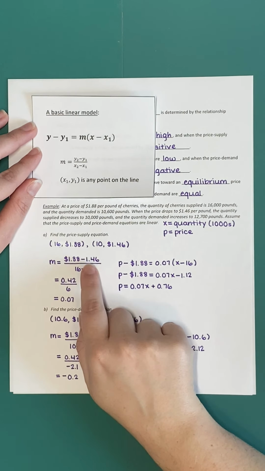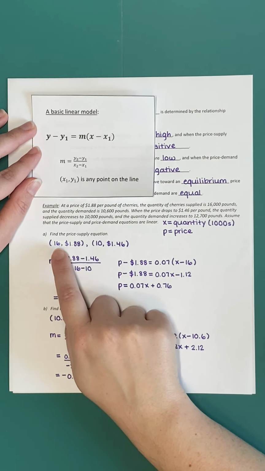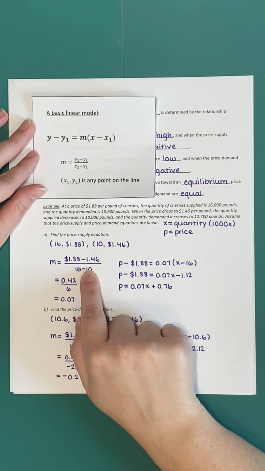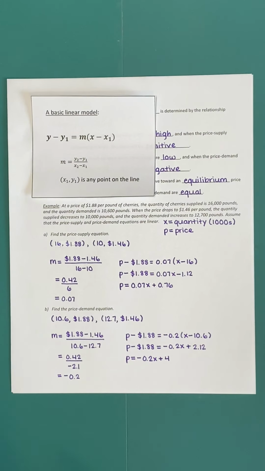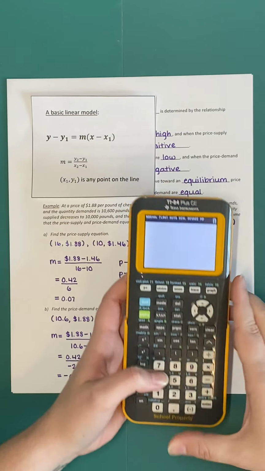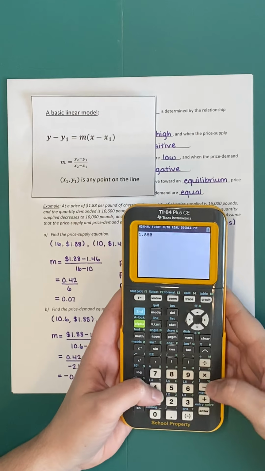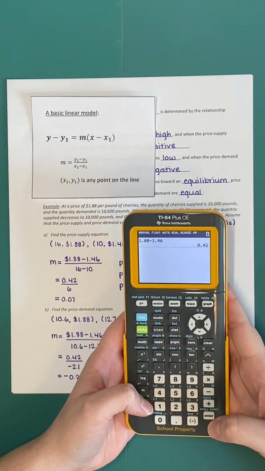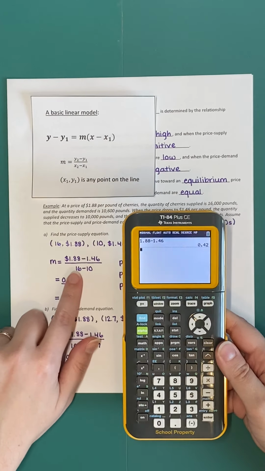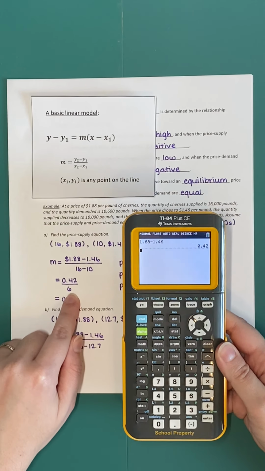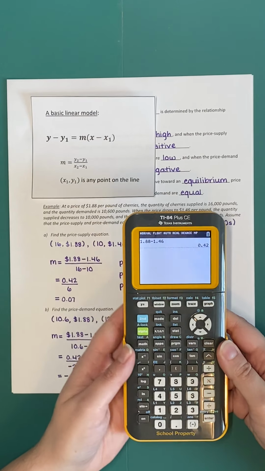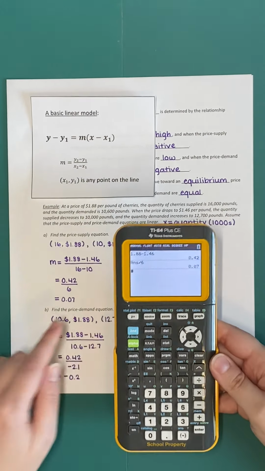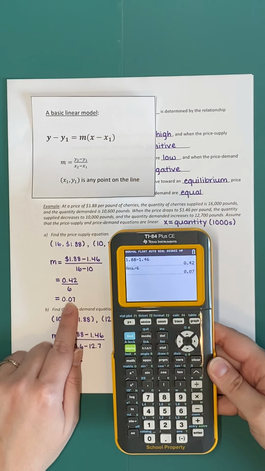So $1.88 minus $1.46, and then our denominator is going to be 16 minus 10. So now I just want to reduce all of that, and that's going to give me my slope. So let's go through that. So our numerator is $1.88 minus $1.46, which is going to give us 0.42. And then our denominator is going to be 16 minus 10, which is going to be 6. So we're taking 0.42 and we're dividing it by 6, which is going to give us a slope of 0.07.